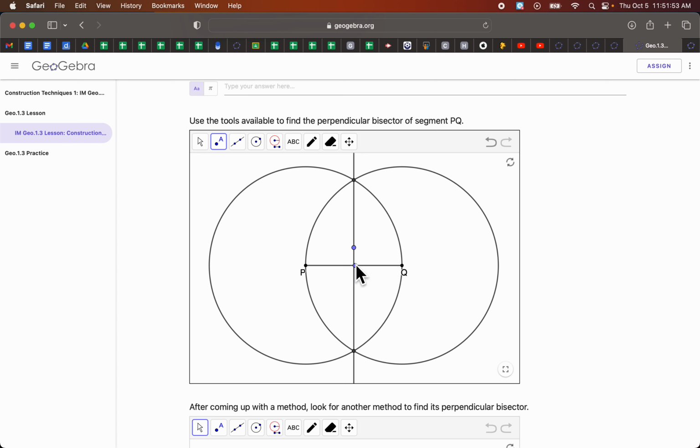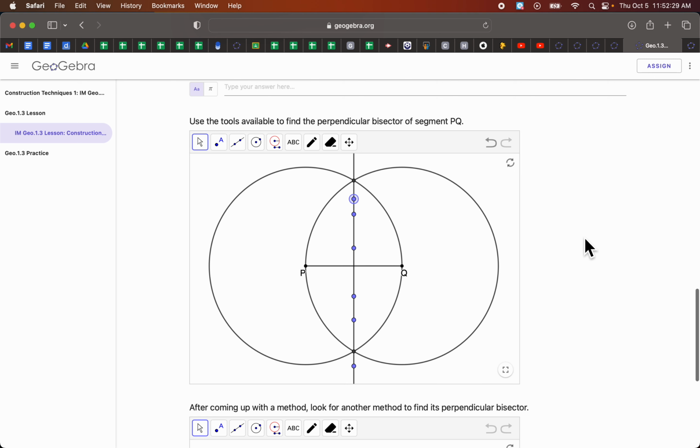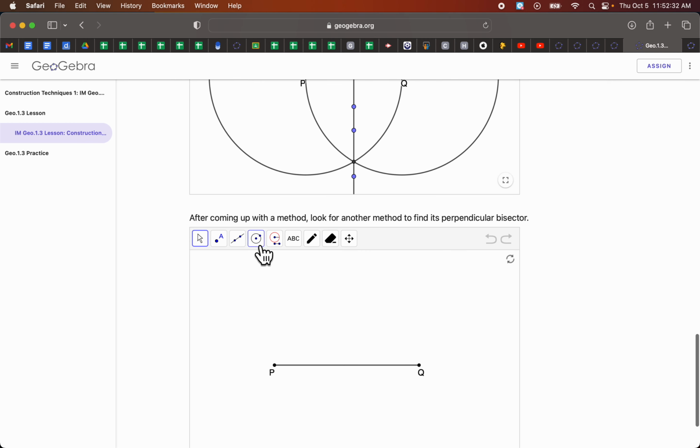Also this point here, right? Whoops, I missed it. Didn't quite get it on there. Right there. Anyway, the idea is that anywhere along this line, you're going to have points that are the same distance away from both. Doesn't matter where I put this, right? It's going to be on this line, and it'll be equal distance from P as it is from Q. All right, let's see. Is there another?